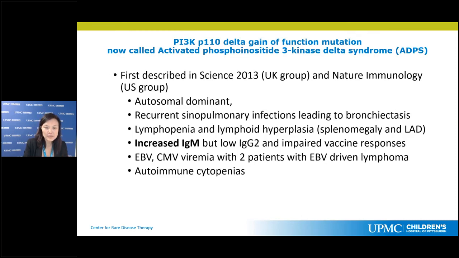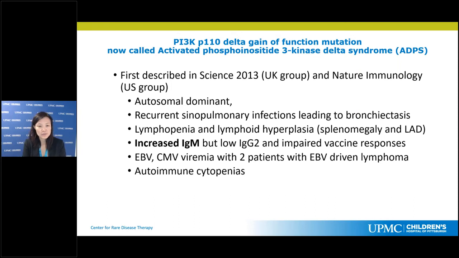So he came to our clinic, and his features seemed really consistent with this disease. And so genetic testing was sent through our wonderful genetics team and genetics counselors here. And he ended up having a PI3 kinase P110 delta gain of function mutation. And we now call that activated phosphoinositide 3 kinase delta syndrome, APDS for short. So it really is a disease that was first described in 2013.